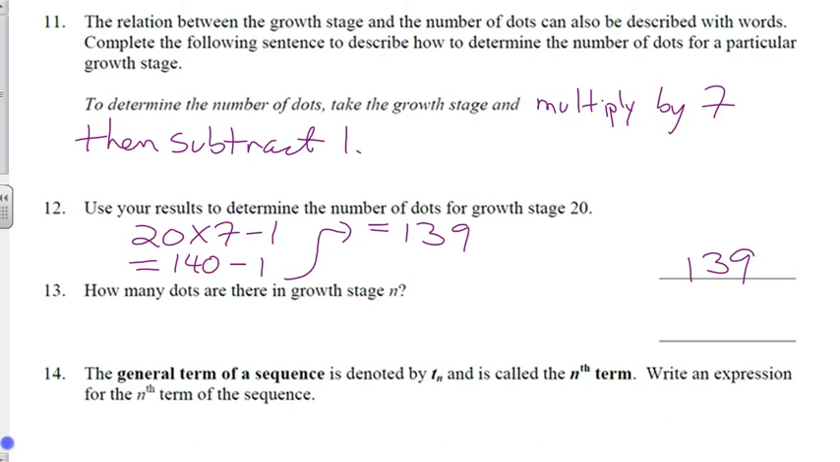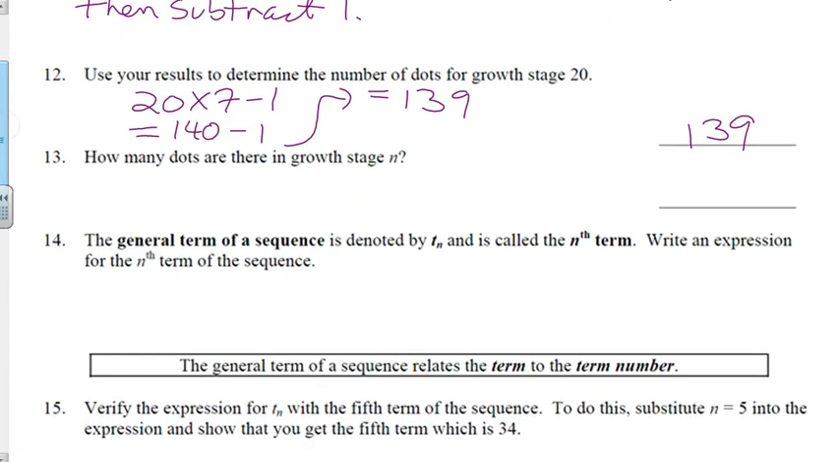So now we have a way of getting how many dots you would need for any particular growth stage. We've got a formula, so we don't have to count our way up. Otherwise, we would have had to continue the pattern for growth stage 20: you get 69, 76, and then 83, and keep track of where we are. That's not really the best way to handle that. So how many dots are there in growth stage n? Yeah, 7n minus 1. That basically gives us a formula. We can find the number of dots in any growth stage using this formula.